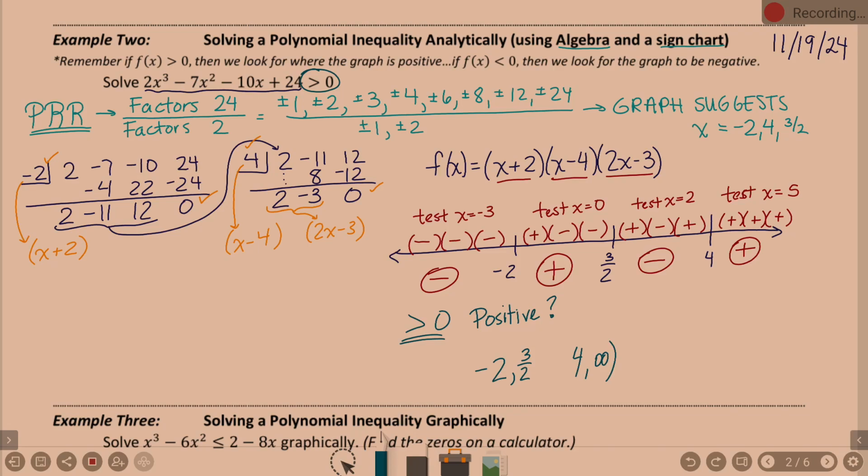Now, infinity, I went ahead and put the parentheses on because infinities always get parentheses. Negative 2, you get a bracket. Didn't you say yesterday it was parentheses? Yeah, it is. This might have been after you left actually yesterday.